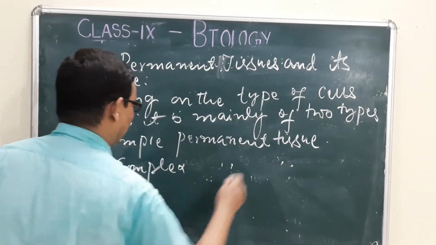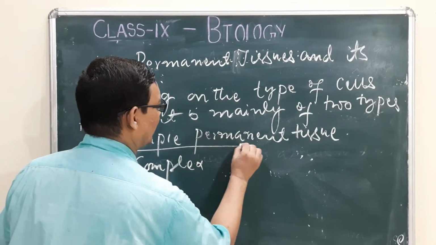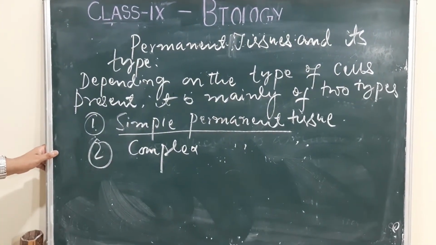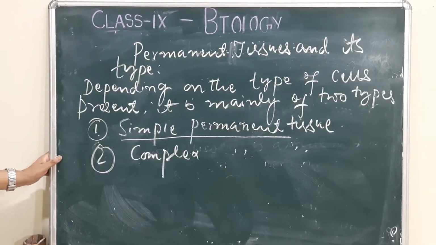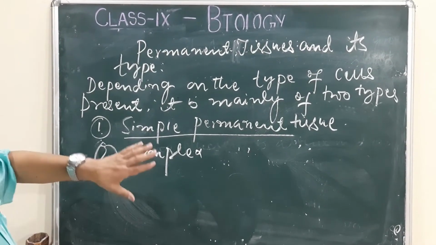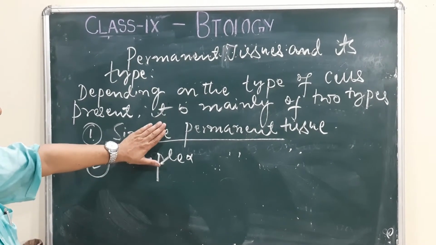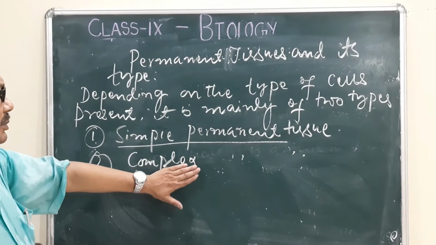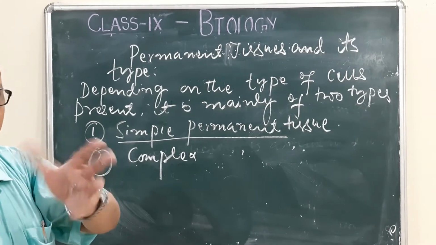complex permanent tissue. The simple permanent tissue is divided on the basis of such types of cells which are similar in origin, shape, size, function, etc., and the complex permanent tissue is composed of different types of cells.